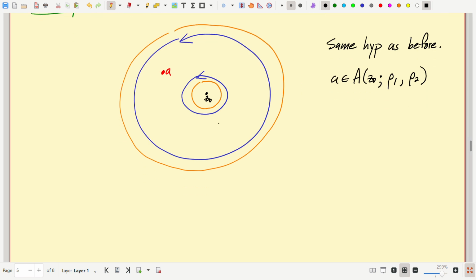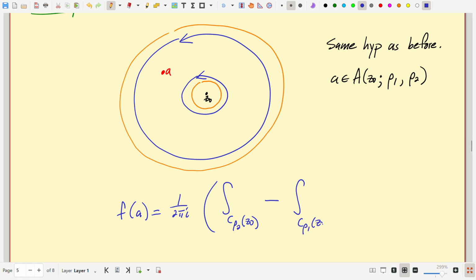Well, then guess what? The Cauchy integral formula would say that f at A is equal to 1 over 2 pi i times the same integrals I had before. And now it's the same old Cauchy integral thing, f of z over z minus A. So the value inside the annulus is completely determined by the value of the function on those circles.